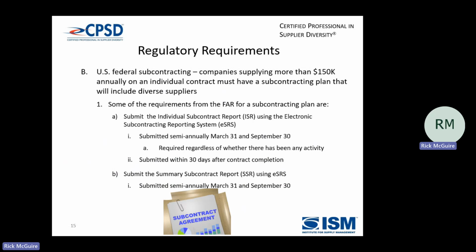And it's required regardless of whether there's been any activity. So twice a year, you have to submit this ISR, individual subcontract report, whether or not you've had activity. And it's submitted within 30 days after contract completion. So that's just a one-time deal. Submit the summary subcontract report, submitted semi-annually, March 31st and September 30th. So you've got an ISR report and you've got a summary subcontract report.